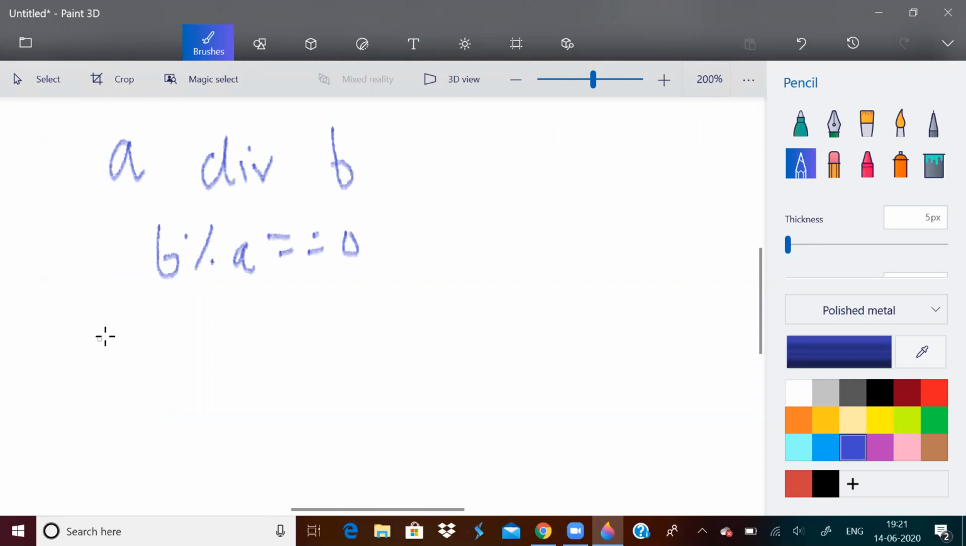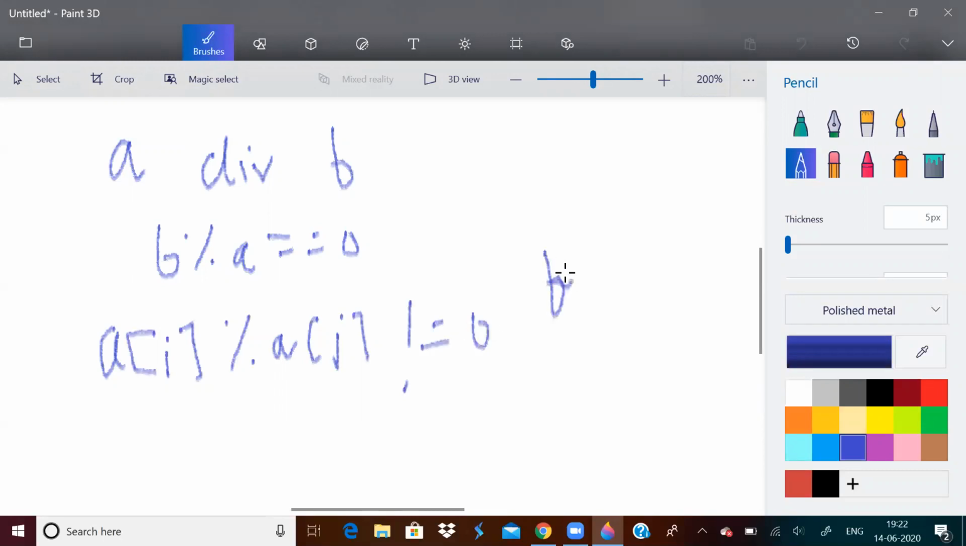So in this question, we need to find such an element. We need to find elements such that A of I mod A of j is not equal to 0, but for all j not equal to I.